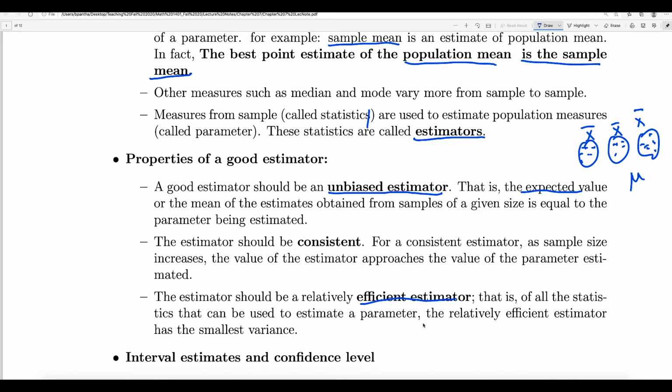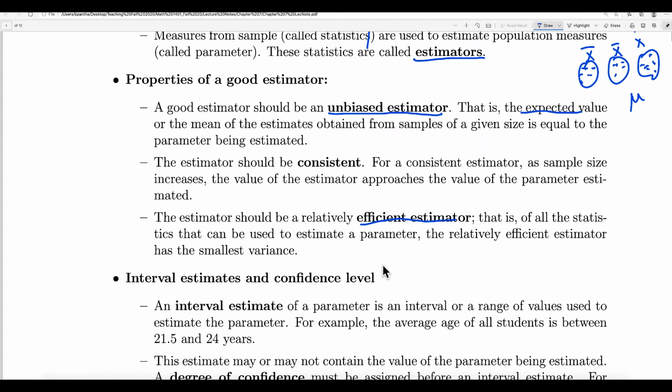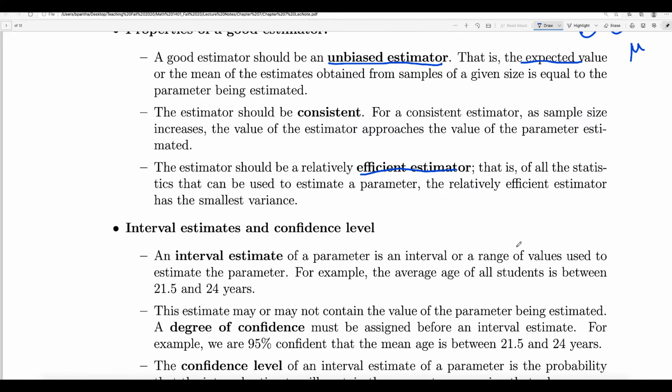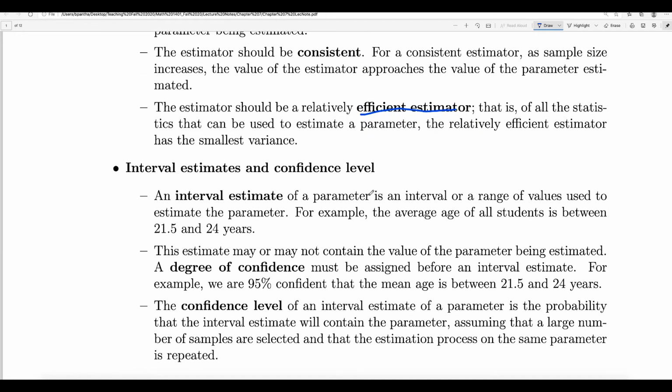The estimator must have the smallest variance, meaning that if you find the standard deviation of the x bars, that will have the smallest variance compared to the other estimators of the parameter. So we do not focus on the properties much, but we will focus on the interval estimate and confidence interval.